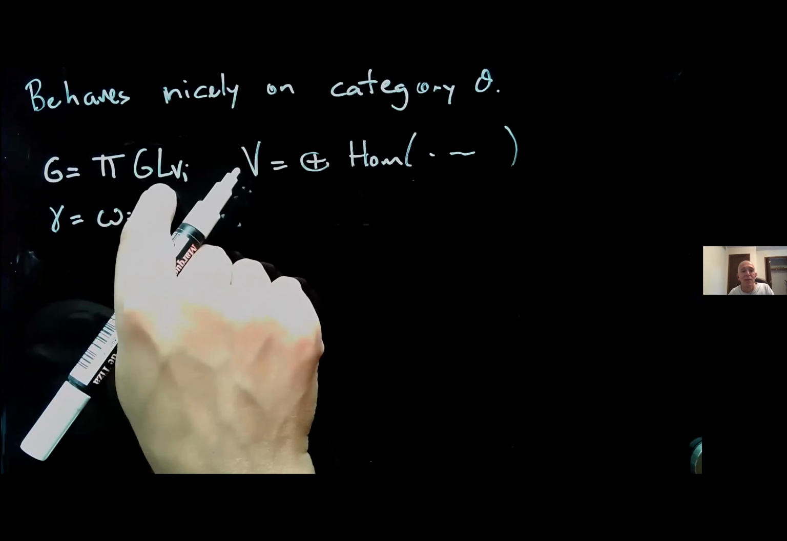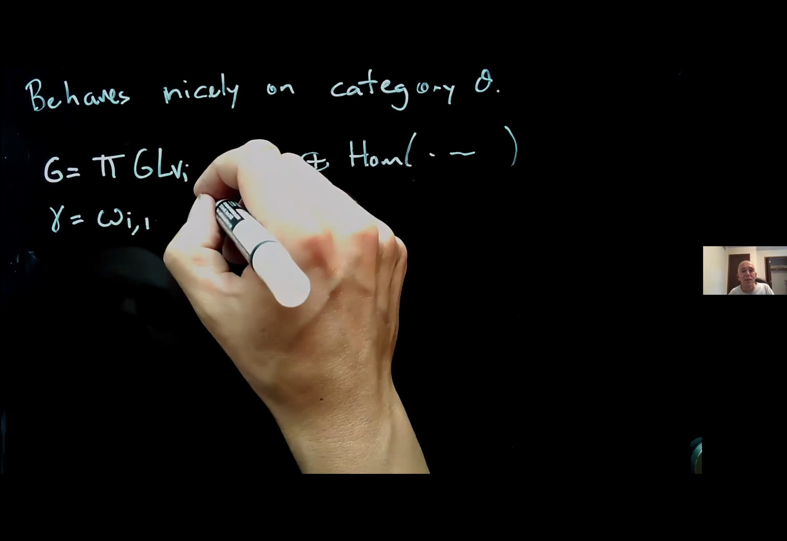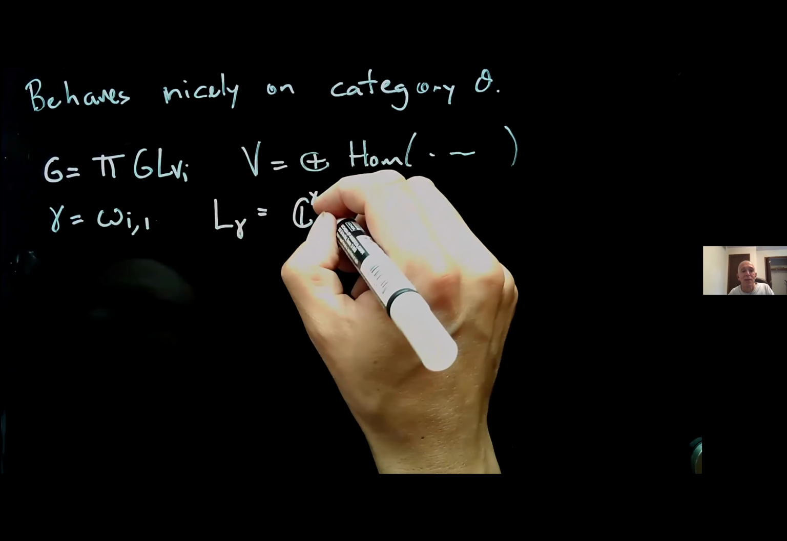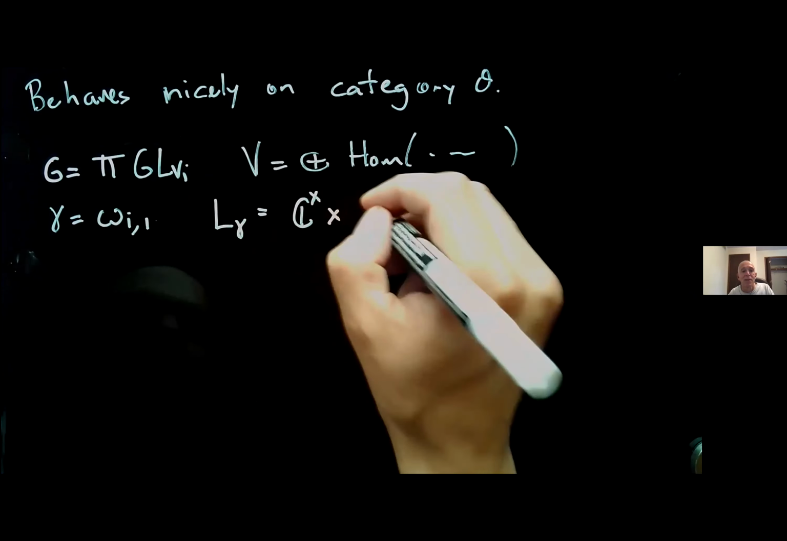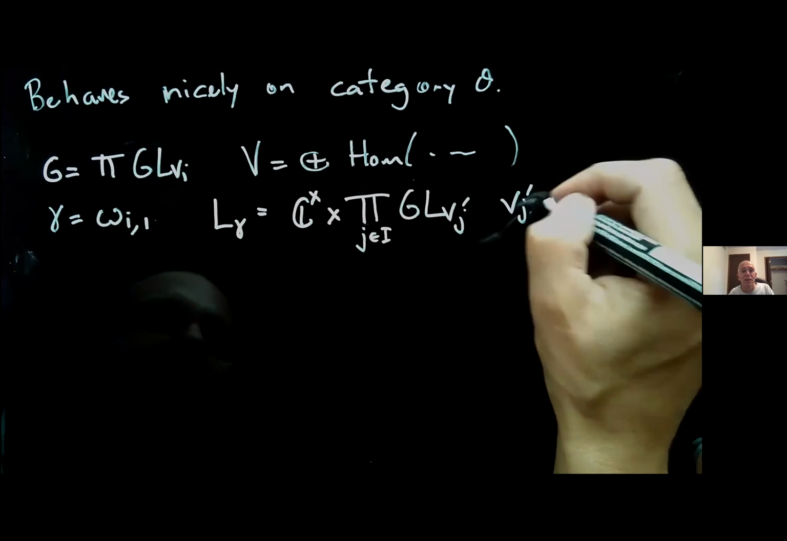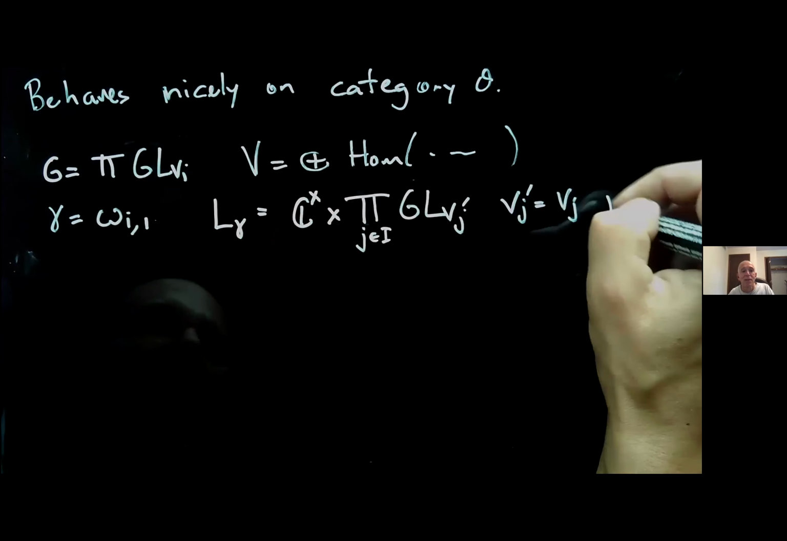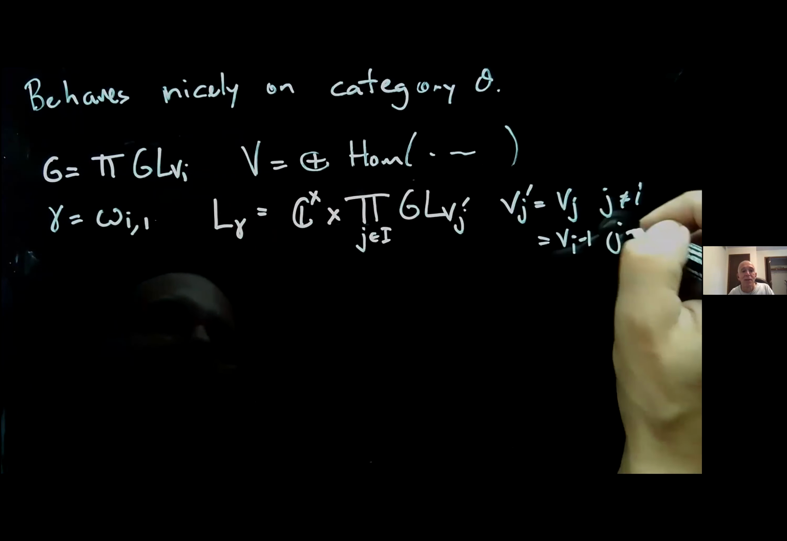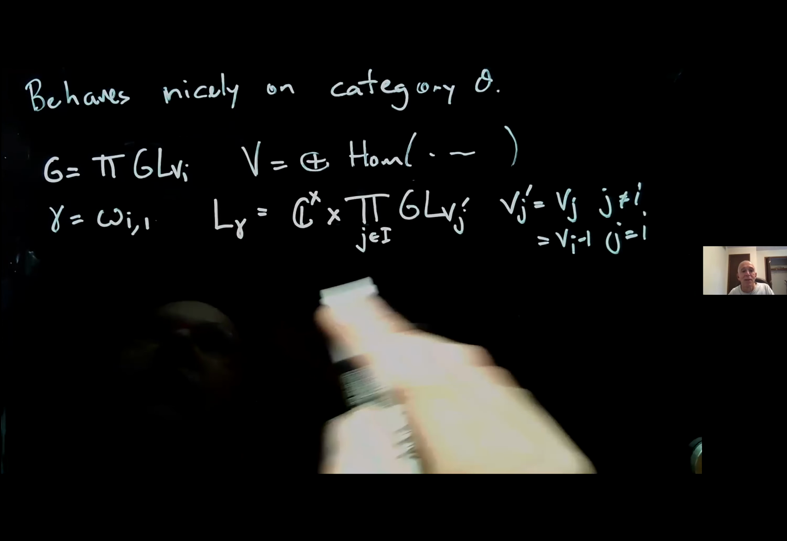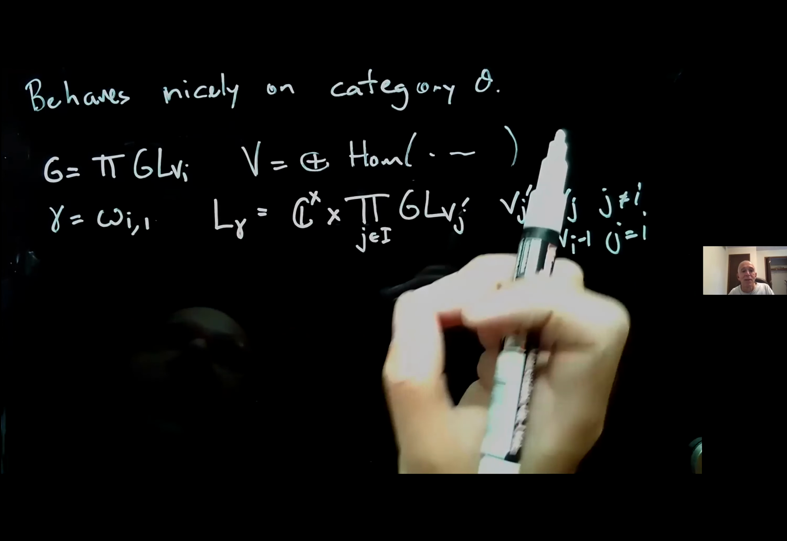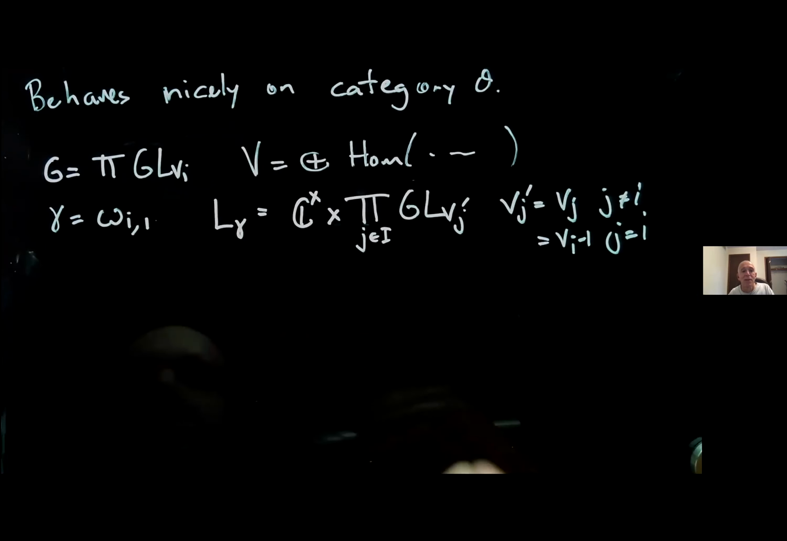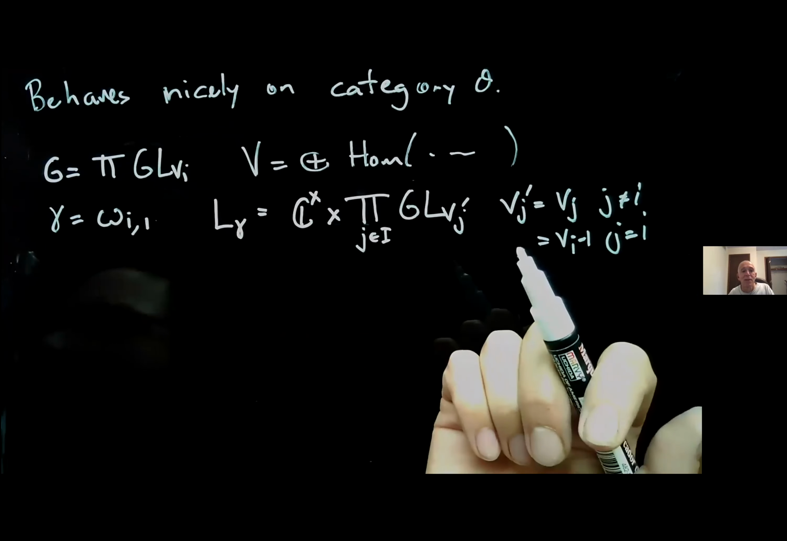Then in this case, the corresponding L gamma, if you check it out, what will be the centralizer? It's pretty straightforward. It's just C star cross the product of GL VJ primes. And what's VJ prime? Well, it's almost the same as VI. It's VI if J is not I, and it's VI minus 1 if J equals I. So I just reduced the ith guy by 1, which is what I wanted to do, because that leads to y lambda mu plus alpha I.